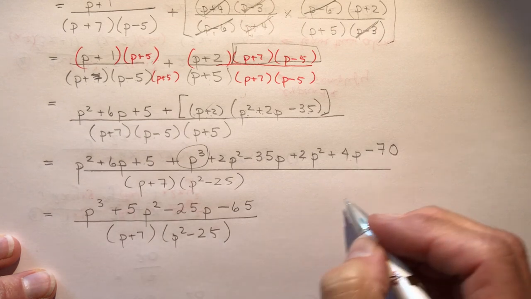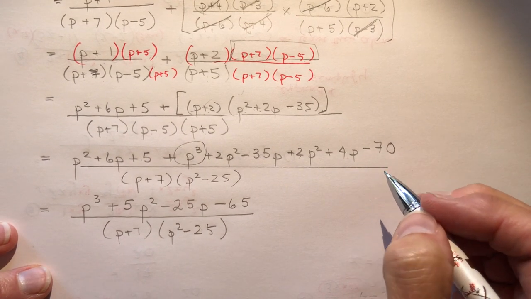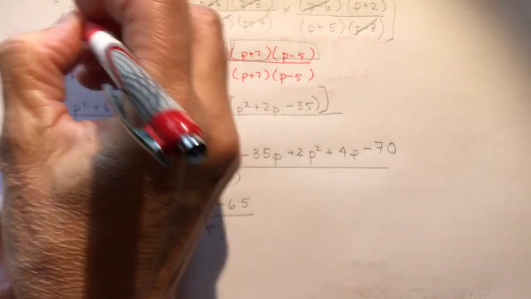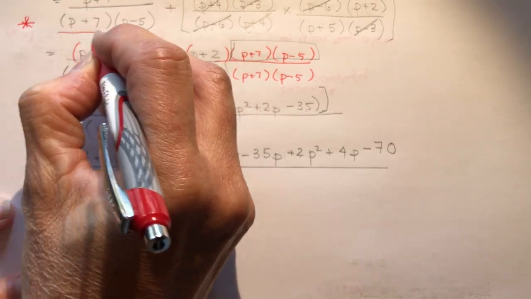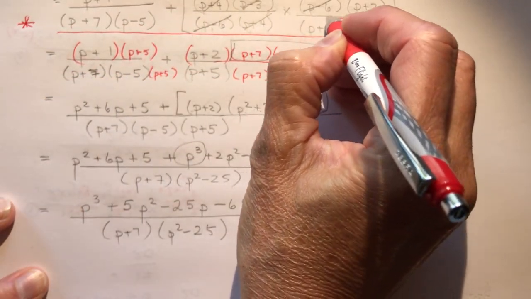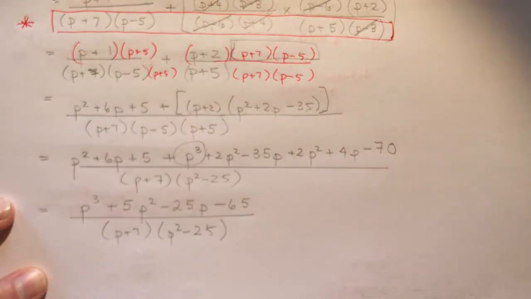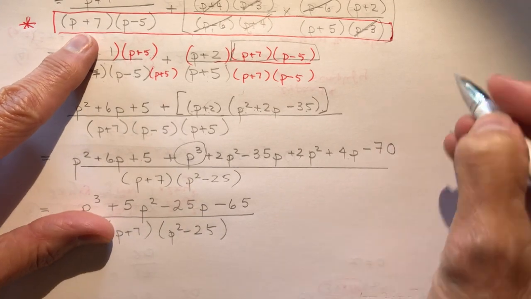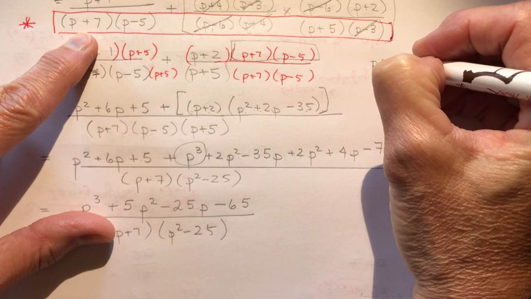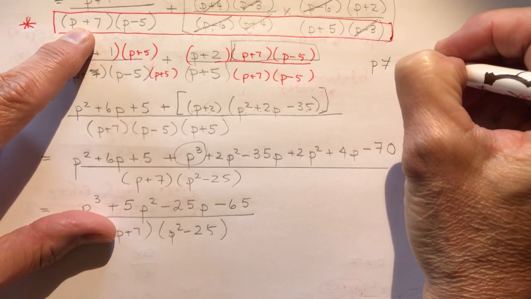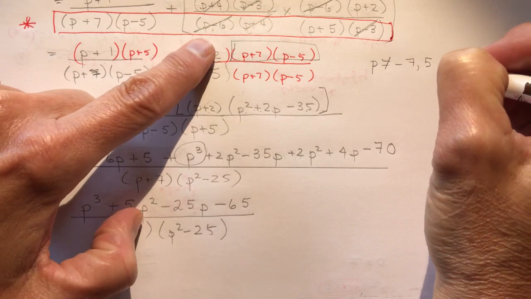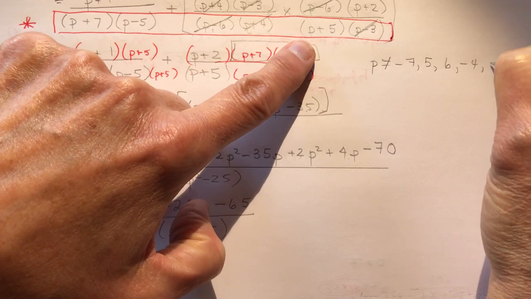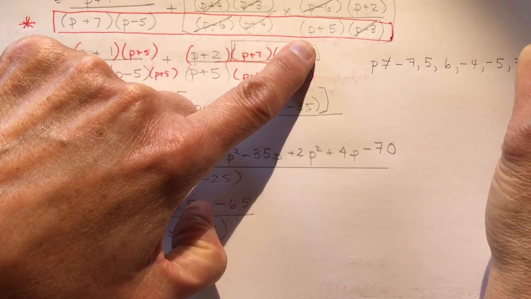Okay, so the only thing we haven't done here is state the restrictions. Now remember I said restrictions need to be seen right after you factored. So this line here, this is where I'm going to look for all my restrictions. And because it was multiplication, I don't have to look to the numerator as well. So I'm going to look at all the things that p can't be equal to. p is not equal to minus 7. It's not equal to 5. It's not equal to 6 or minus 4 or minus 5 or plus 3.